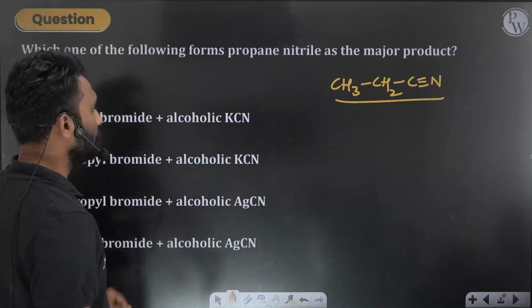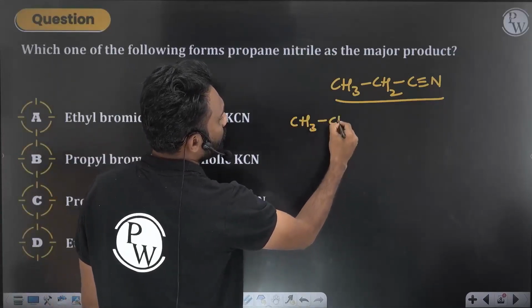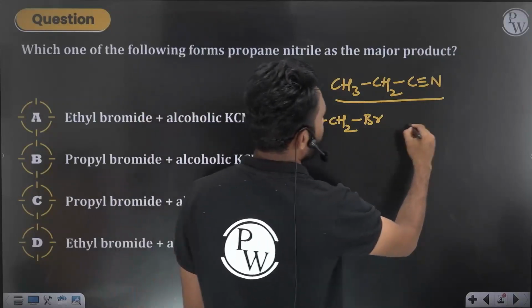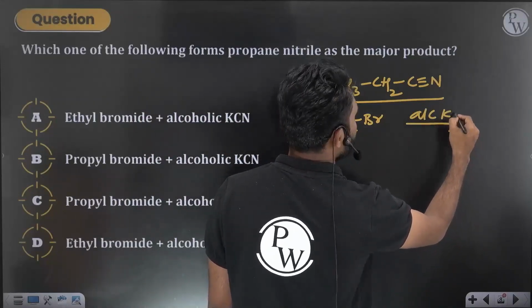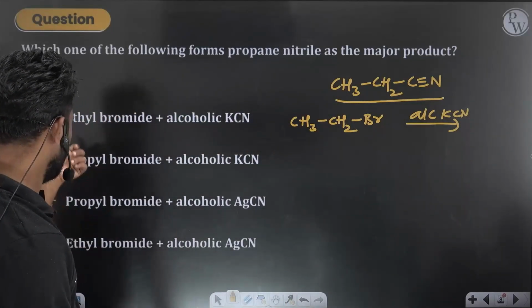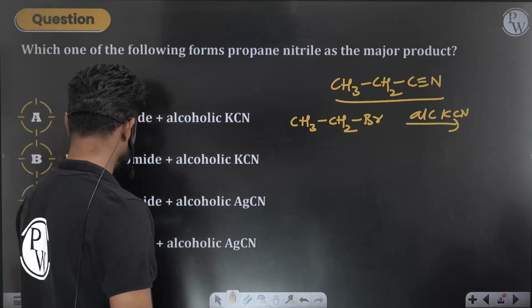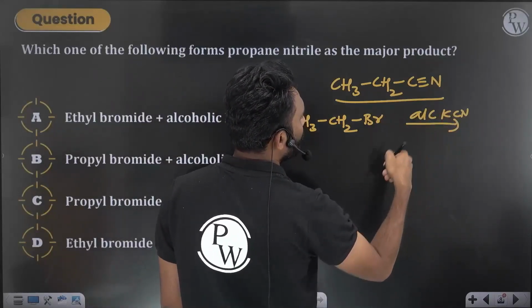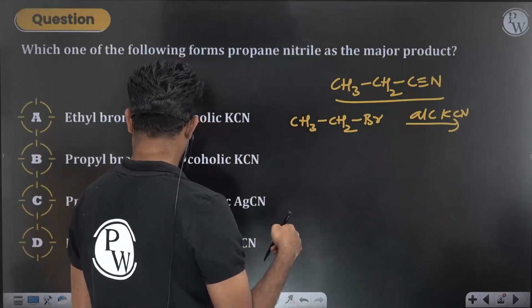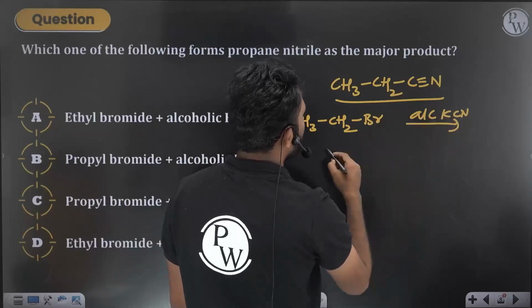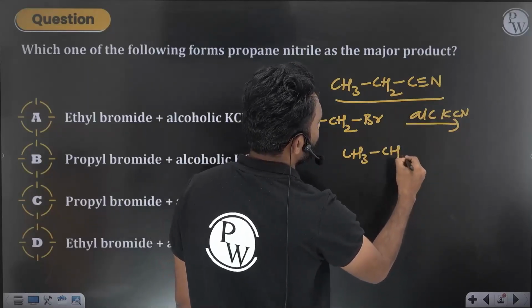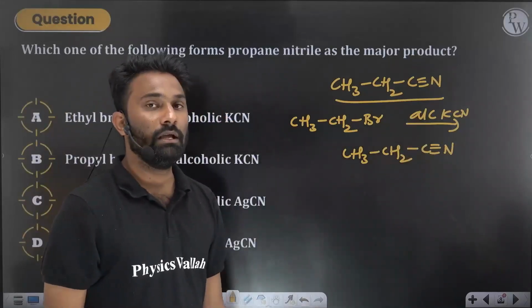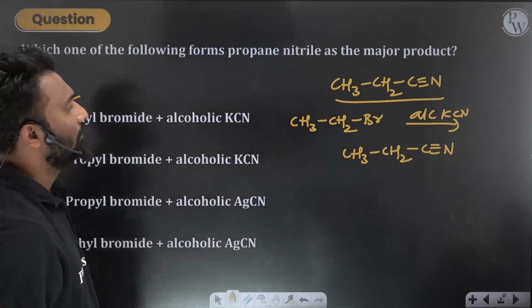See here, if you take ethyl bromide upon alcoholic KCN, what will it do? Here KBr will be eliminated, giving CH3 CH2, and the cyanide will attack. So option number 1 will be the answer.